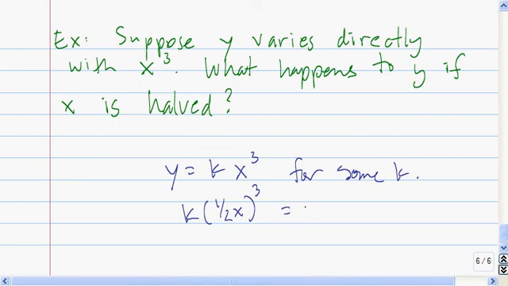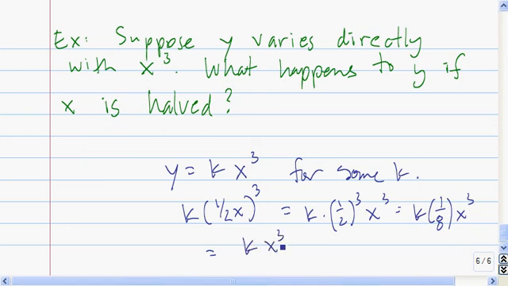Well, this is going to be k times 1/2 cubed times x cubed. So that's k times 1/8 times x cubed. So that will be k x cubed divided by 8. So if x is halved, our answer is actually k x cubed over 8. So y is then divided by 8, or 1/8 of y, is our answer.